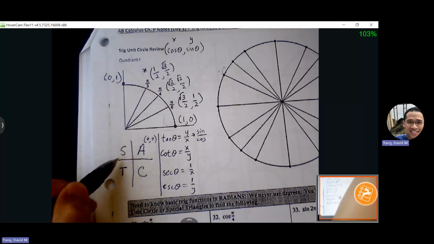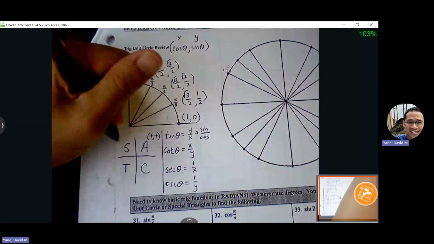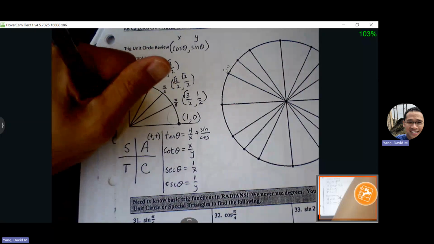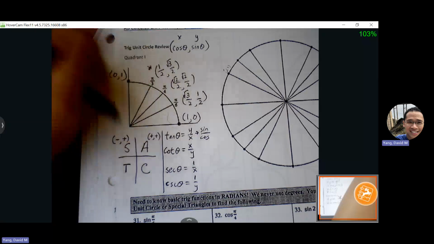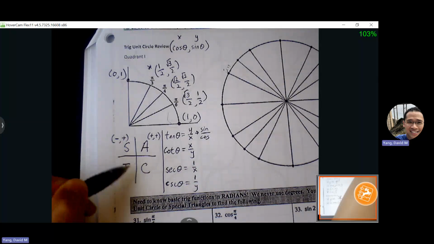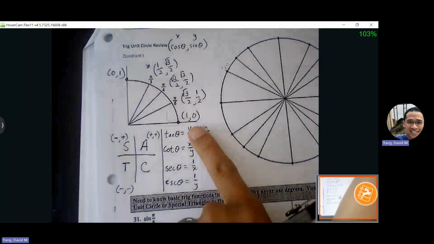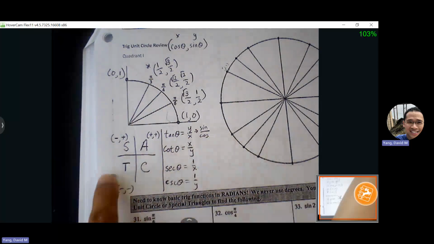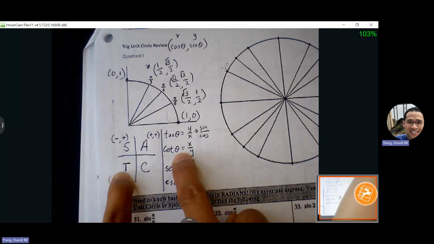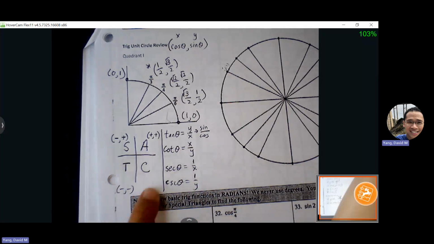Second quadrant, this S represents sine. So anything that is sine related, such as sine and cosecant, are the only ones that are positive. Everything else is going to be negative, because in the second quadrant, all your x values are negative and all your y values are positive. Tangent is going to be the only one positive in the third quadrant, because my ordered pair is negative, negative. And so anytime I divide a negative by a negative, I'm going to get a positive. So tangent and cotangent are the only ones that are positive. Everything else is going to be negative in the third quadrant.